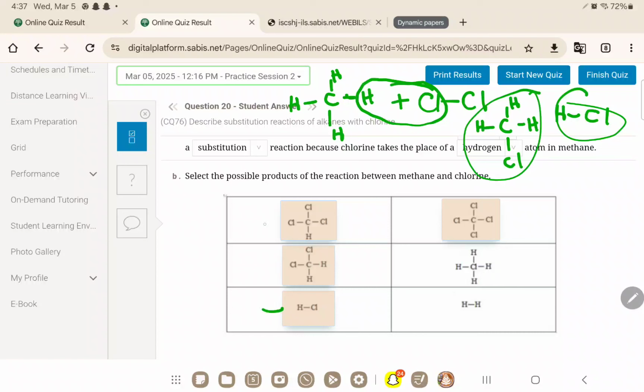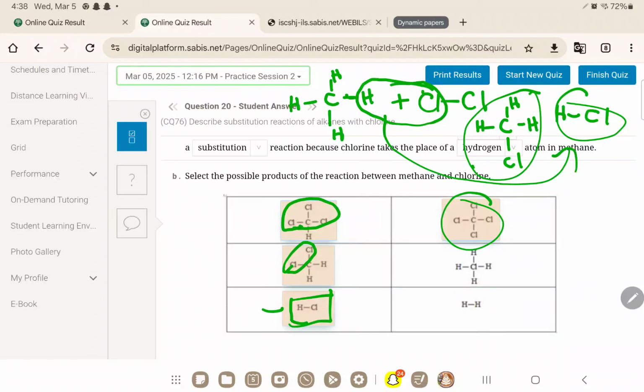This one, and they didn't really put it here, but this is also a possible product. You could have 2 Cls, 3 Cls, or 4 Cls, CCl4. All work. So all of these are your possible answers, but I only explained this because some people were asking how HCl, where's the C? It's because you're substituting, so these two are going to go and form their own bond. That's why. Moving on.